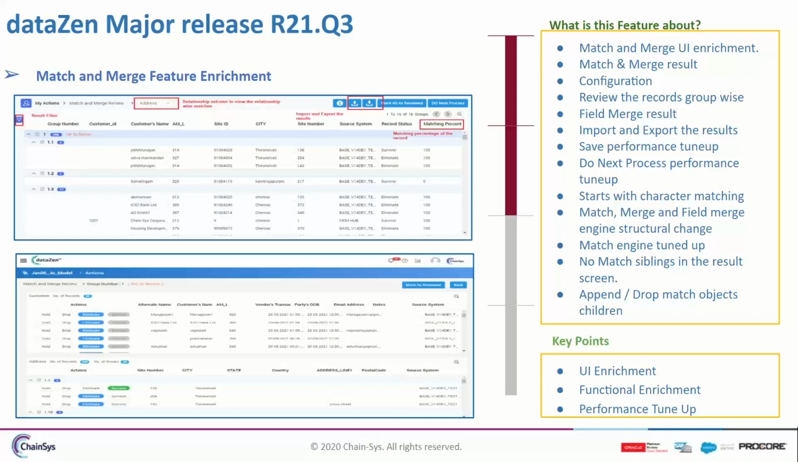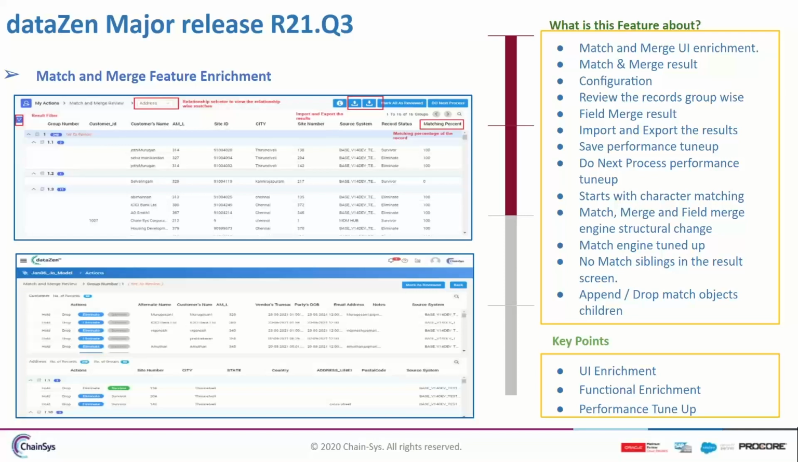Obviously, yes, a rule-based option is available as the existing one. Still, the user can go and edit or change the field merge here. And we brought up no-match siblings in the result screen, and append and drop. That's another important feature we brought for child records. So in case you are merging two different customers, whatever child records there are, such as addresses, everything will be clubbed together as appended. And if the user wants, they can drop them if needed.